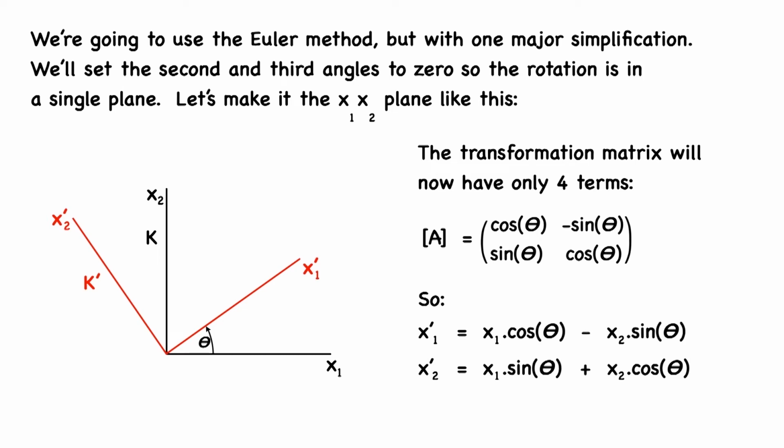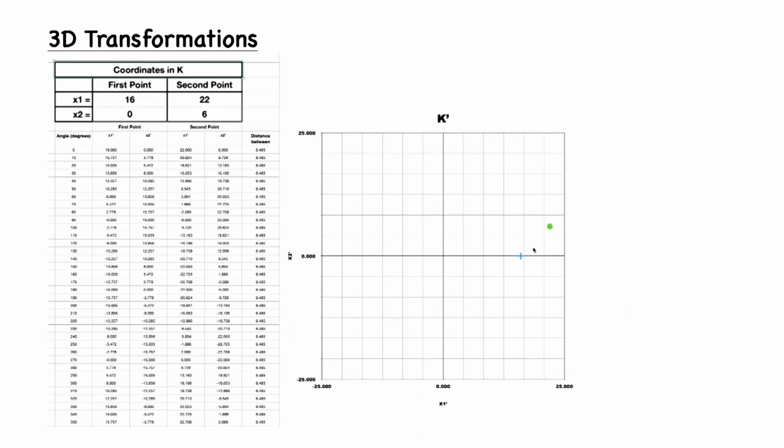To illustrate this rotation, I'm going to use a simple spreadsheet this time. Firstly, because it only needs a two-dimensional chart, and secondly, this gives you something you could easily do yourselves at home if you want to give it a try. I've used Apple's Numbers spreadsheet for this one, but Excel will do just as well. So we're looking here at 2 points, this blue cross and this green dot. The coordinates in the K frame of reference are shown here. There's x1 and x2 for the first point, and the same again for the second. In the columns here we have the transformed coordinates for the 2 points every 10 degrees for one full revolution.